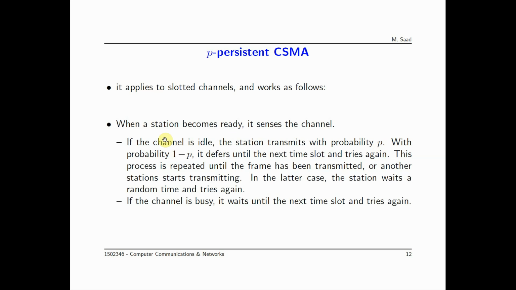So in short, when a station has a frame to send, it will sense the channel. If the channel is busy, the station will wait until the next time slot and then try again. Try again means starting from sensing the channel. However, if the channel is found idle, the station will transmit only with a probability P, which is a parameter, which means that with probability 1 minus P, the station will not transmit. And in this case, the station will simply wait until the next time slot and then try again.